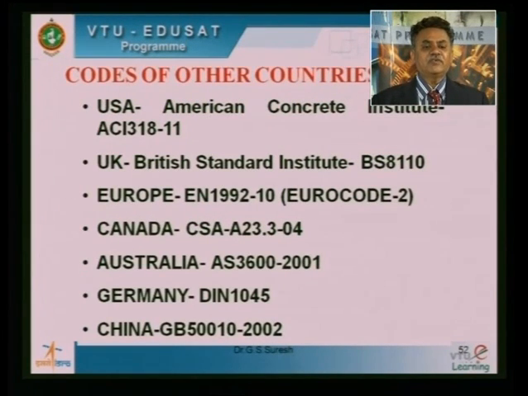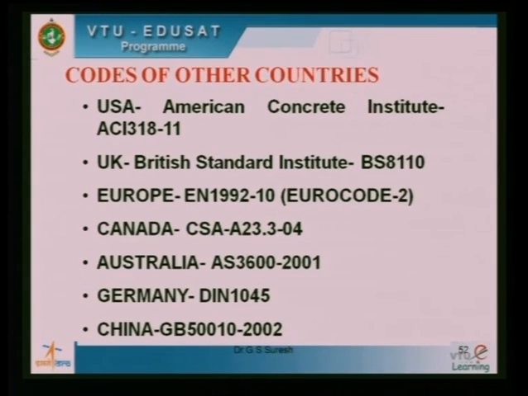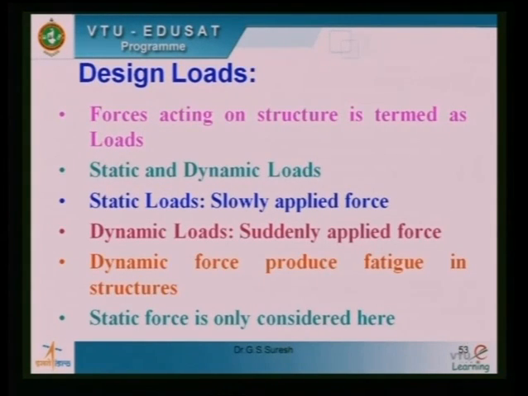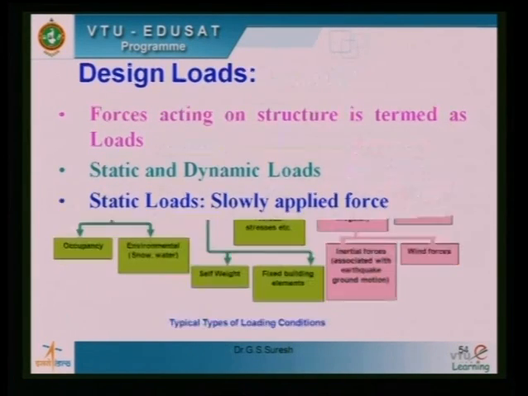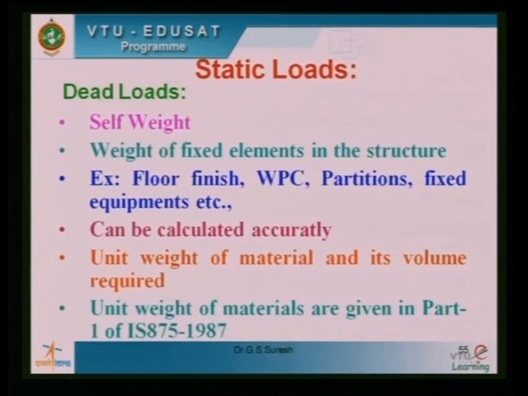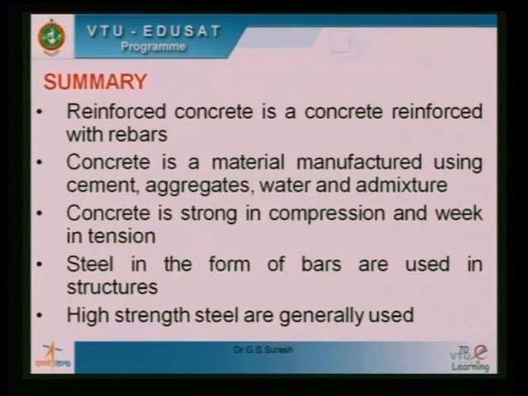In other countries which I have shown here, in the US, it is American Concrete Institute ACI 318 in 2011. In the UK, BS 8110. Like this, you have different countries' codes which I have indicated here. So, friends, I will tell you about the loads and other things in the next class. Before that, we will make a summary of what we have studied today. I will tell you all these forces in the next class, and now I make a summary.